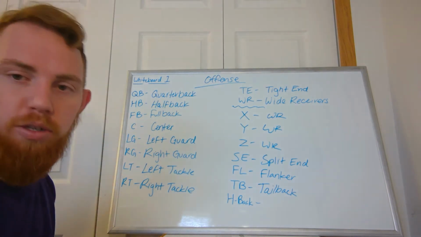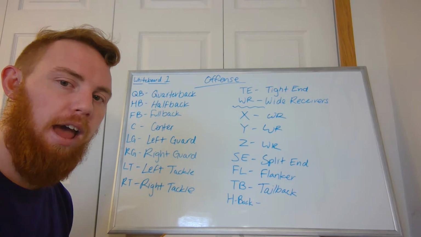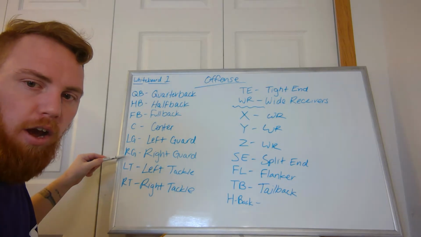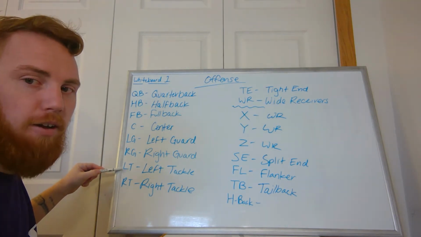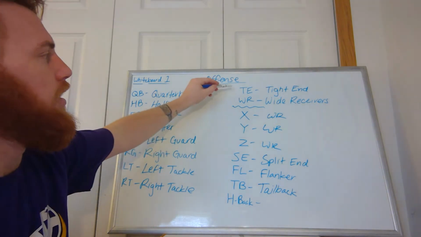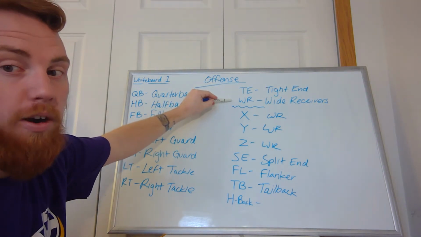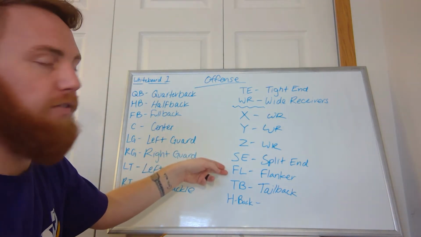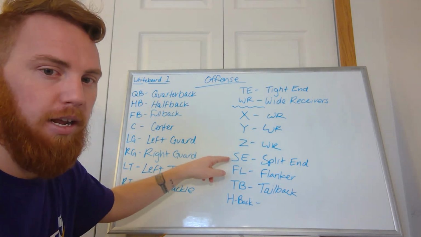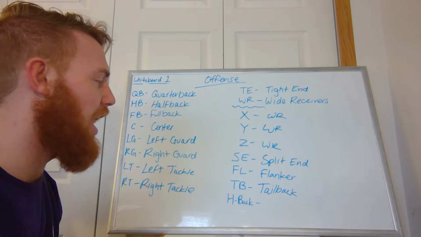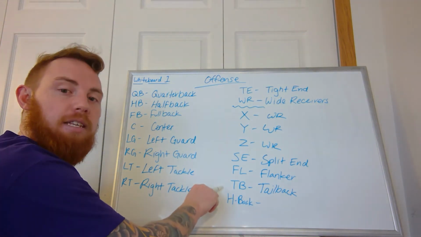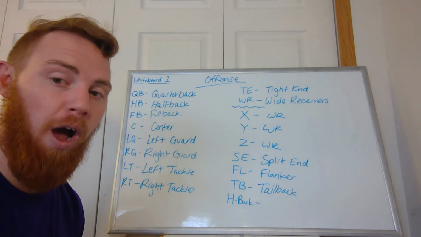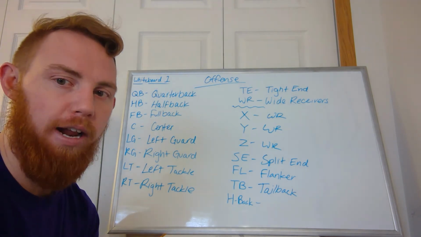So again, QB is quarterback, HB halfback, FB fullback, C is center, LG left guard, RG right guard, LT left tackle, RT right tackle. And then we go TE is tight end, WR is wide receiver. And then we have X, Y, and Z, all receivers. Split end and flanker, still receivers, but SE is split end, FL is flanker. And then we have our kind of very exotics. TB is a tailback, H-back is just an H-back. But this is our very basic terminology of how we're going to write a play, or the positions and how we'll write them on paper.